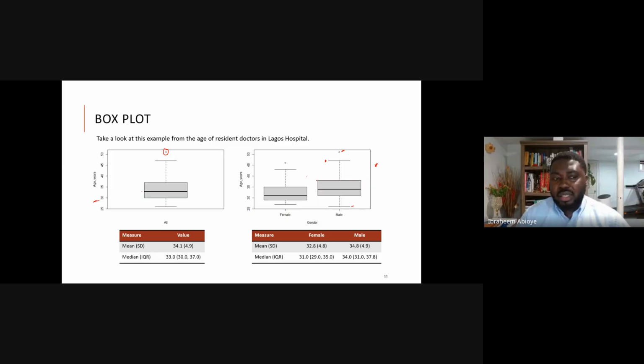This is how to understand the box plot. You can use the box plot very easily. You compare one subgroup to the next subgroup, and you can make inferences. Okay.